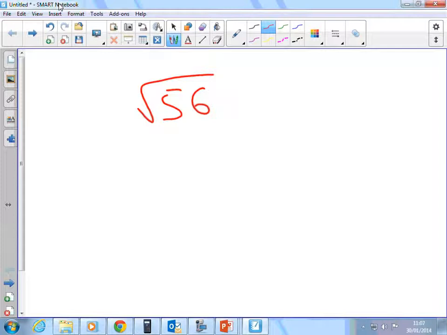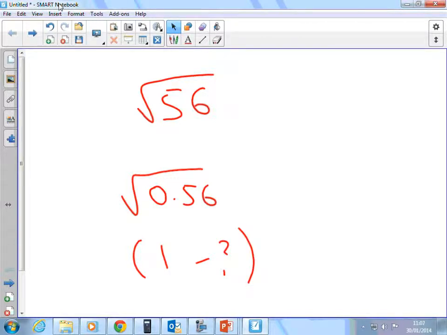Okay, now here's the trick. Little trick for you. First thing we do is we say, how do I make 0.56? In other words, how do I make it as 1 minus question mark? So I want to estimate the square root of 56 using the binomial expansion. How do I find this question mark?